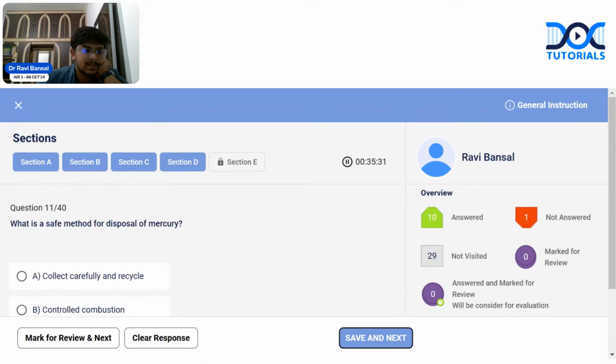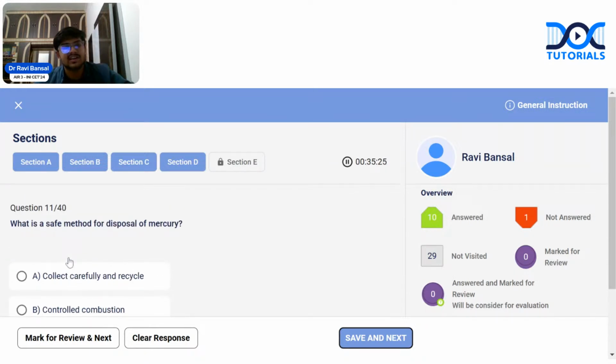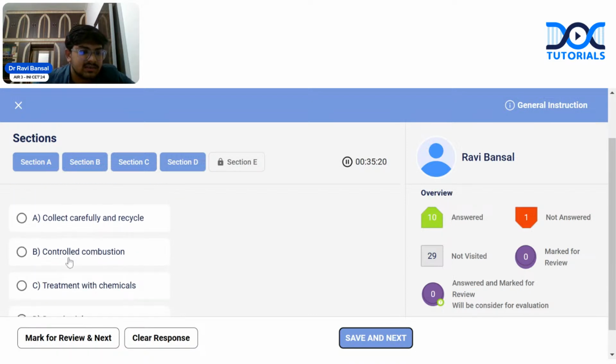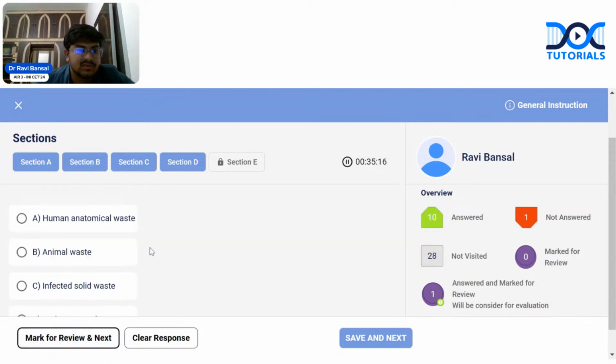So recycle, I do not think is the correct answer. Chemical mishaps occur, and we just treat it like chemicals to neutralize it. So I'm not sure, but I will mark it for you.